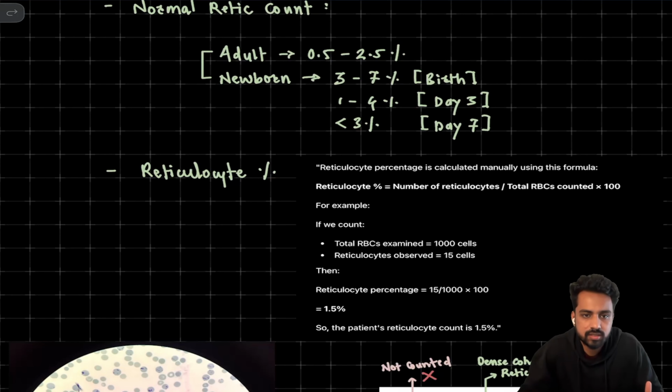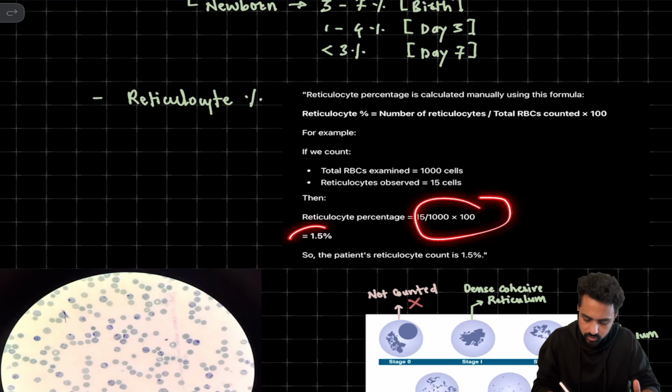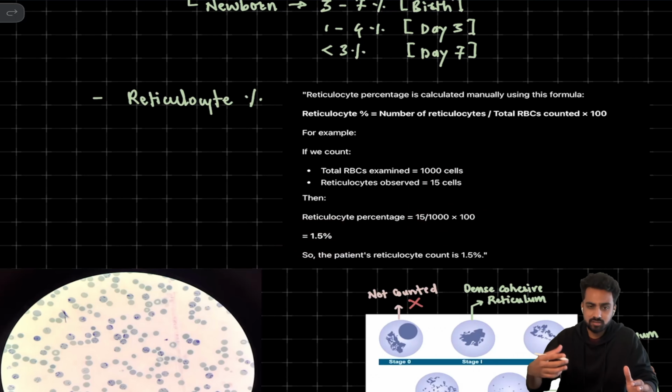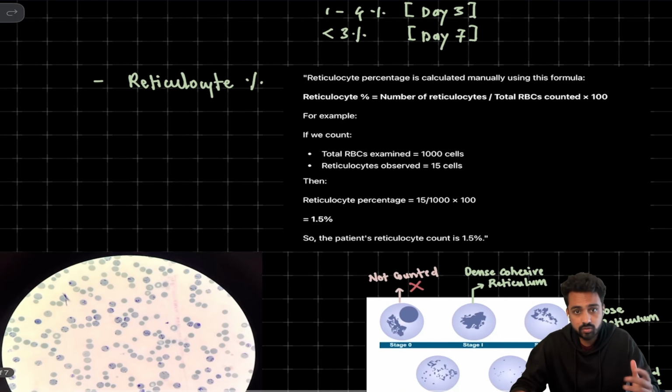Let's see an example. Total RBCs examined are 1000, and reticulocytes observed in those 1000 RBCs are 50. So the reticulocyte percentage by this formula is 5%, which is above the normal range for an adult. So this is how you should calculate the reticulocyte percentage.